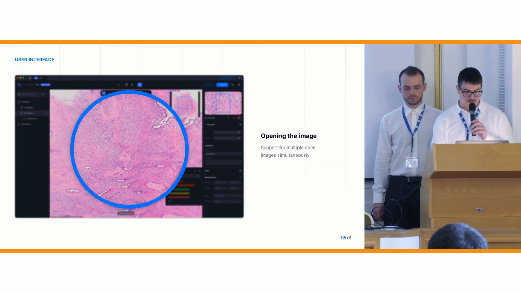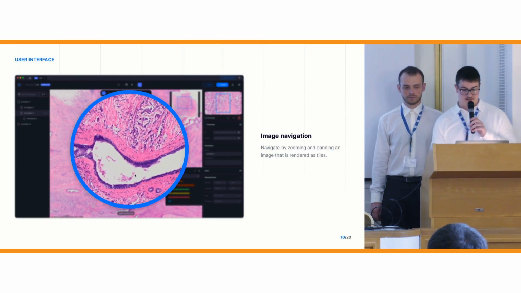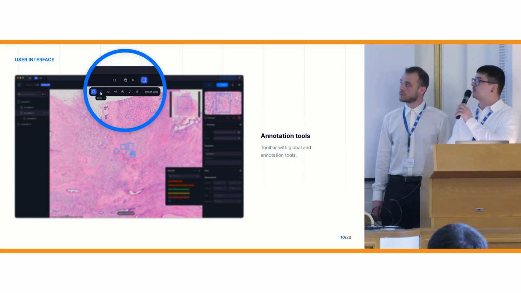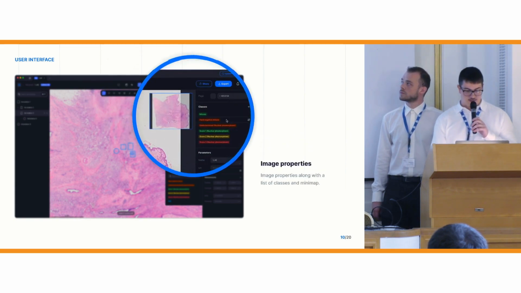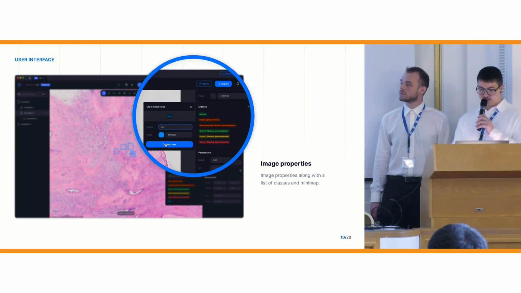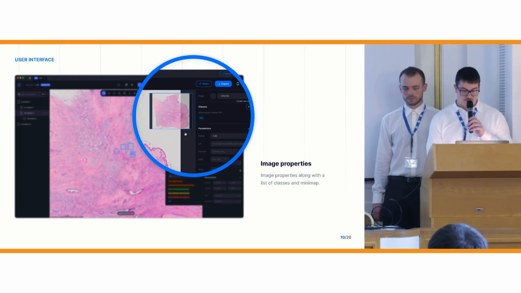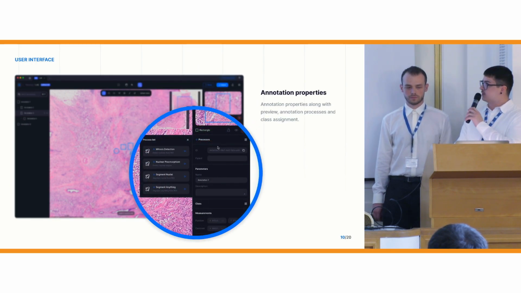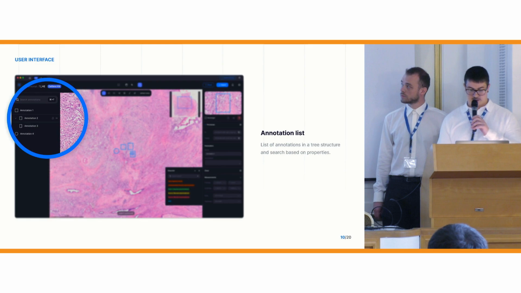formats at the same time, support for navigating in high resolution images with the ability to zoom, primary control hub with the annotation tools, image properties with the custom list of classes, annotation properties with preview and the specific functions for annotation, and the list of annotations in a tree structure.